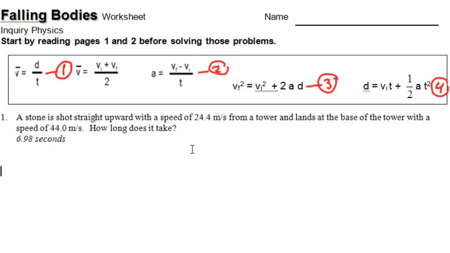First of all, falling bodies is any object that's subjected to the acceleration of gravity, meaning the only acceleration acting on it is acceleration due to gravity. Whether this object is moving up or moving down, as long as it's influenced only by gravity, then it's a falling object.